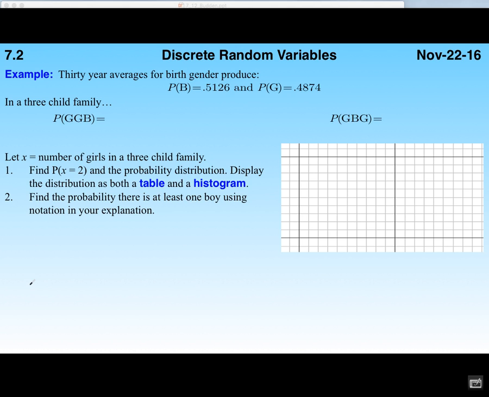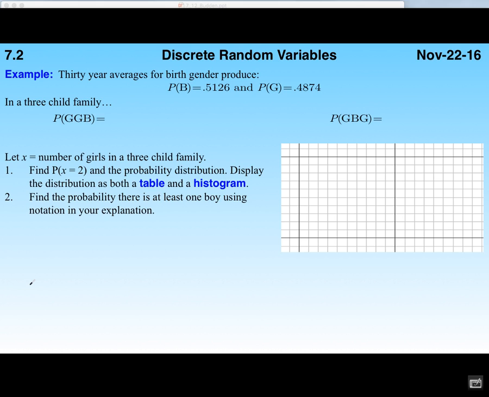Okay, so this one says 30-year averages for birth gender. The probability of a boy is 0.5126. Probability of a girl is 0.4874. In a 3-child family, what is the probability of getting a girl, and then a boy? You guys should be able to do this one. Just tell me how to do it right now. How would I find the probability of 2 girls followed by a boy, if I tell you that the genders are independent? So whatever the first child is doesn't affect the second child.